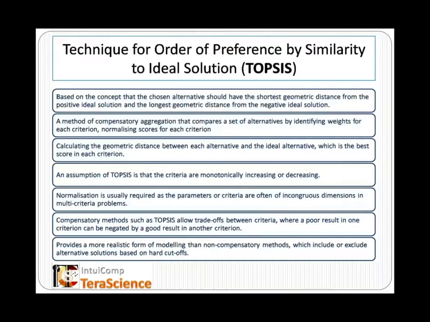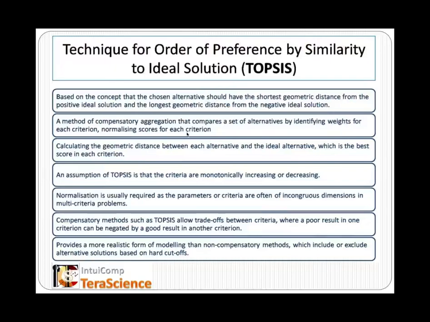As you can see, it is based on the concept that the chosen alternative should have the shortest geometrical distance from the positive ideal solution and the longest geometric distance from the negative ideal solution. So we'll be having two ideal solutions, and I'll be showing you what this means. It is a method of compensatory aggregation that compares a set of alternatives by identifying weights for each criterion and normalizing scores for each criterion. So we'll have different criteria and we'll be normalizing them accordingly. We'll look at this by the example.